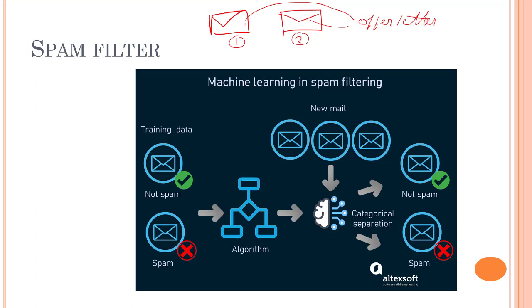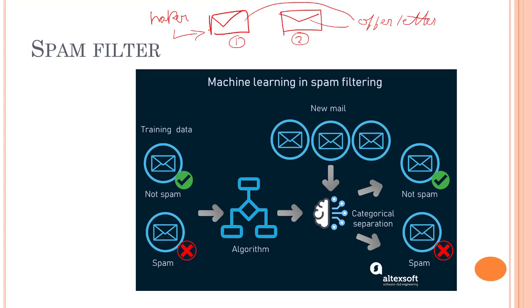There might be hackers, bad people who might have uploaded some virus in this, or maybe this is some kind of spam that keeps coming every time, and there might be some wrong words, everything. So mail number one is a spam and mail number two is not a spam. So you need to delete the spam one.